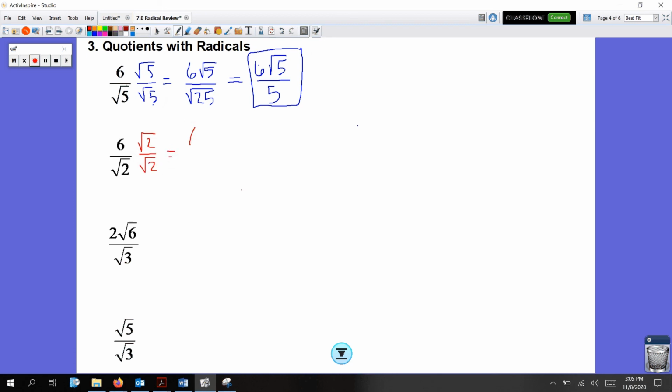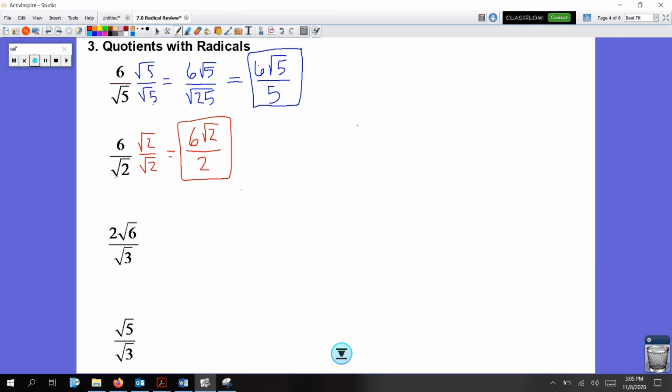6 times root 2 gives me 6 root 2. Root 2 times root 2 is root 4. What's the square root of 4? Well, just 2. So if you can see, when you multiply them by themselves, it is like squaring it. So it's like freeing that number from underneath the radical sign, and then there it is. It's beautiful. That denominator is rational. I love it. I'm finito.